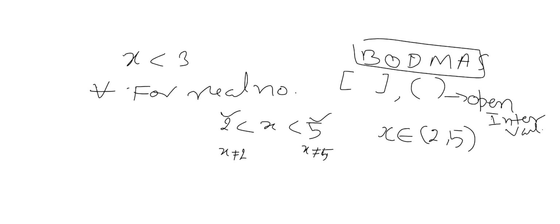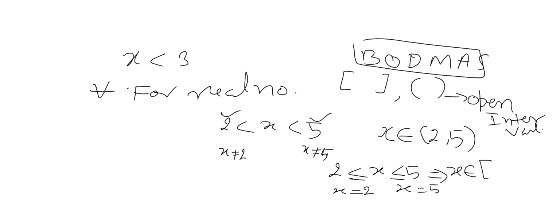And whenever an equal sign is also there, it means x equal to 2 is possible and x equal to 5 is also possible. So we write x belongs to the closed interval 2 to 5. Got it? And this is called a closed interval.